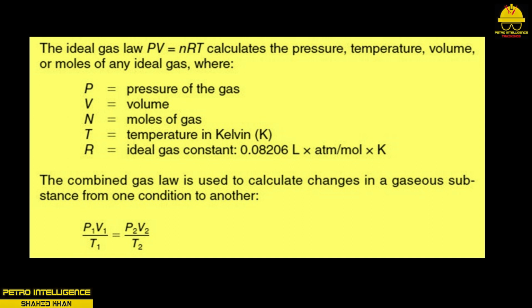The combined gas law is used to calculate changes in a gaseous substance from one condition to another. P1V1 divided by T1 equals P2V2 divided by T2.